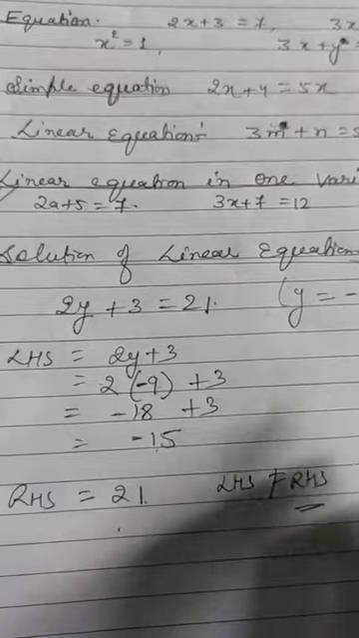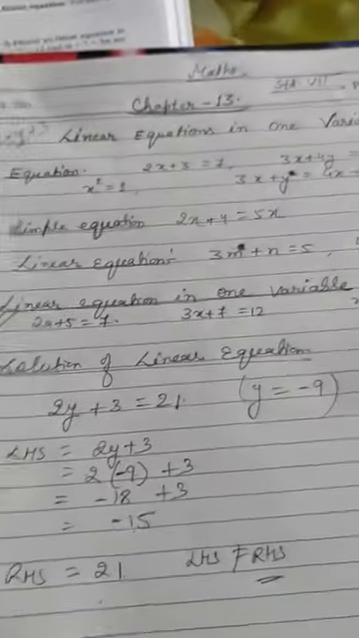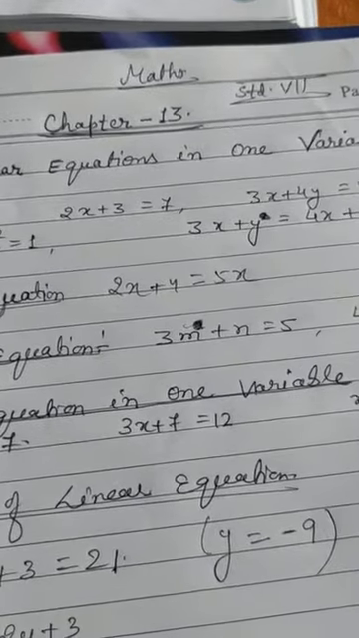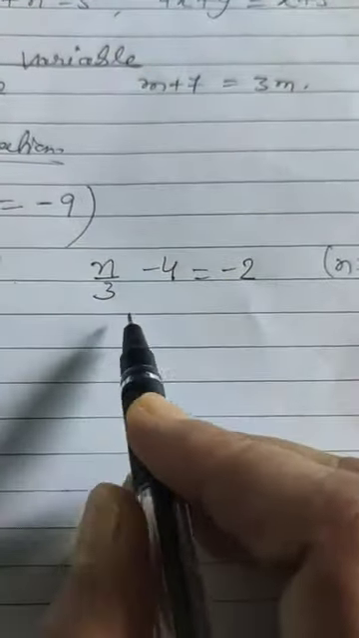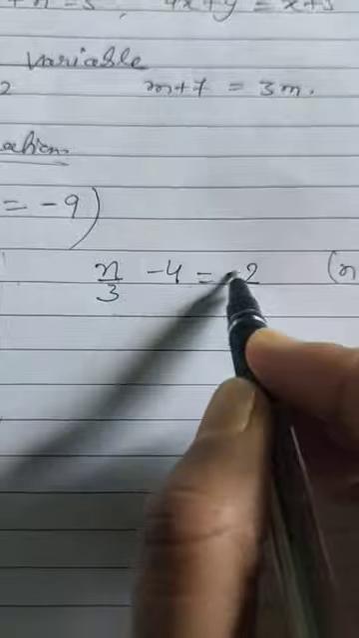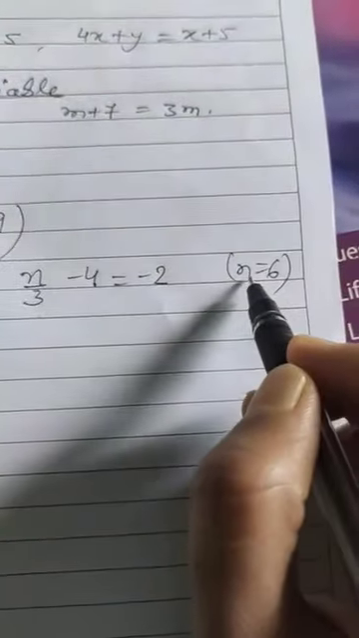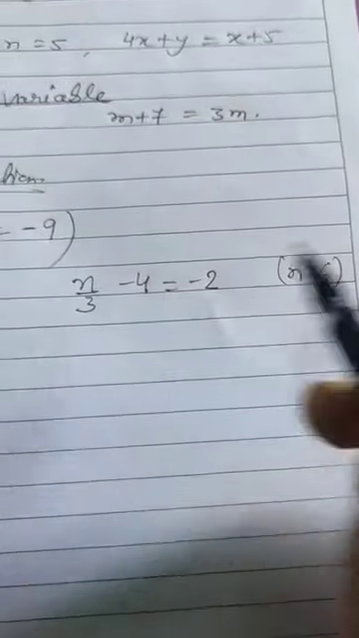Then when will it be the solution? When LHS will be equal to RHS. Okay, let's see one more. Now take one more question: n by 3 minus 4 is equal to minus 2. It is also a linear equation in one variable. You have to check whether this is a solution of this equation or not.